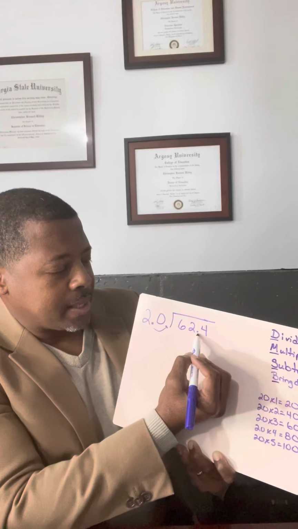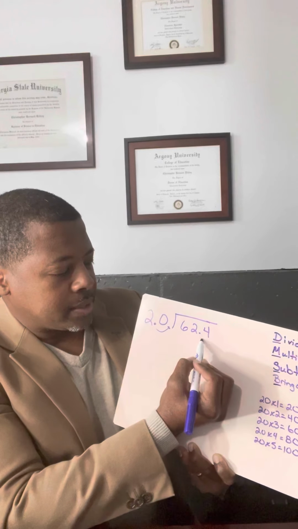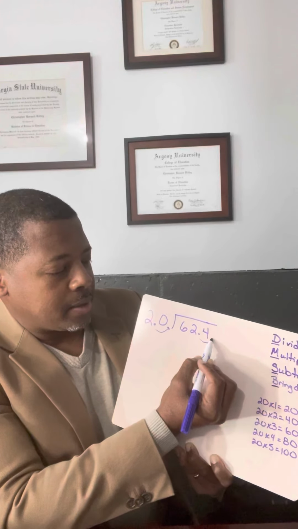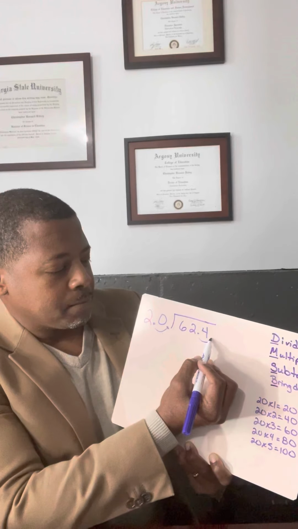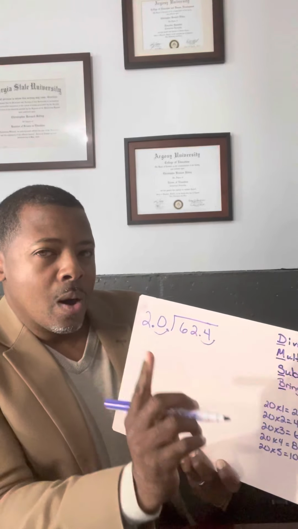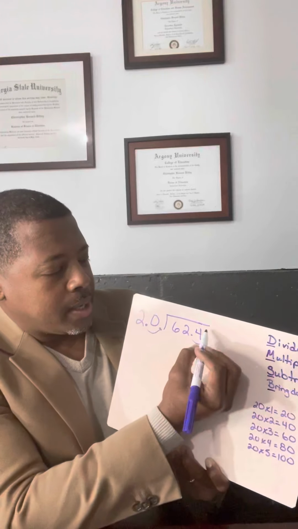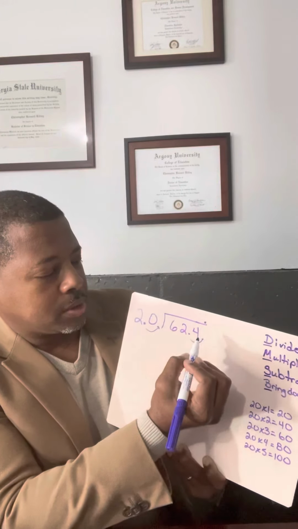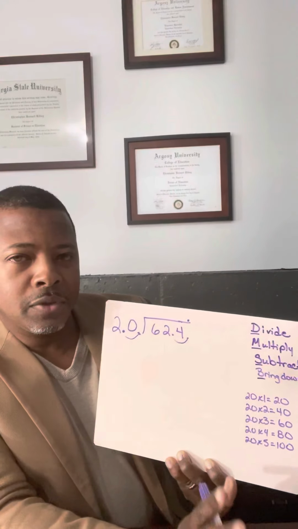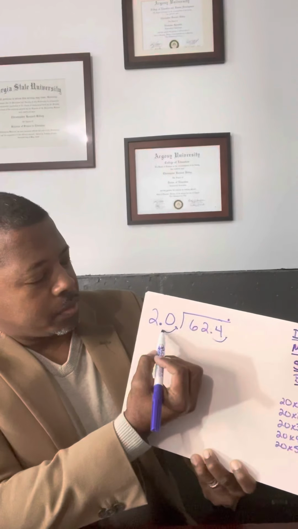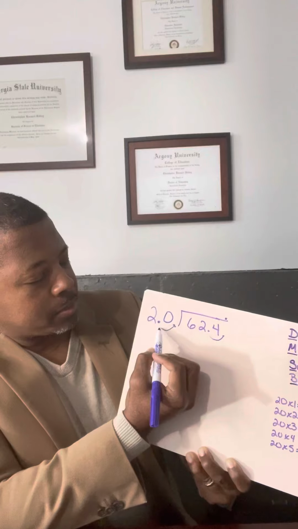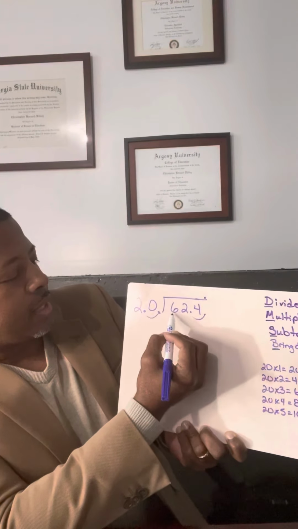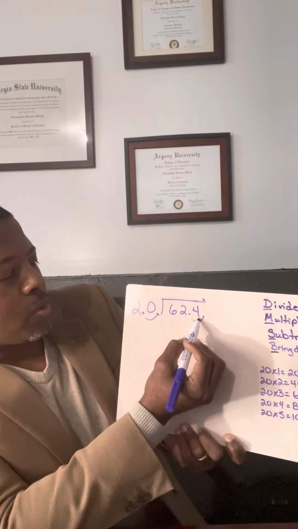So now I take this decimal and take it over 1. And so now I put it back behind the 4. I always tell my students, go ahead and line your decimal up at the top in your quotient, so that way you don't have to get confused. So now my new problem is 20 going into 624.